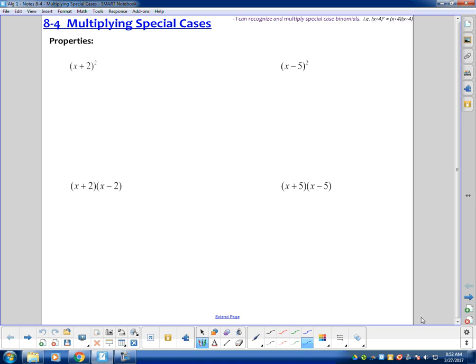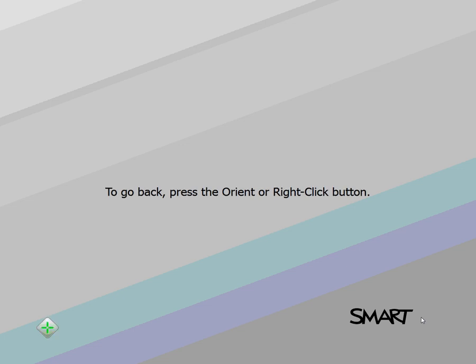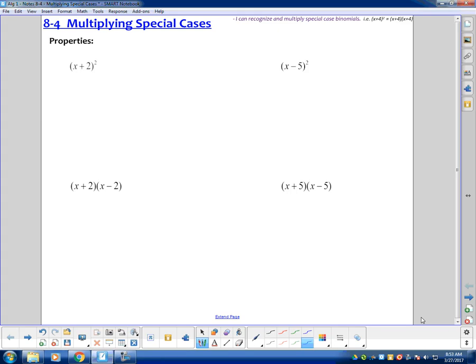x plus 2 squared is equal to, let me recalibrate here. So this is the same as taking x plus 2 times x plus 2. That's what x plus 2 squared means. So you could either use FOIL and the distributive property, or you could use our boxes here.